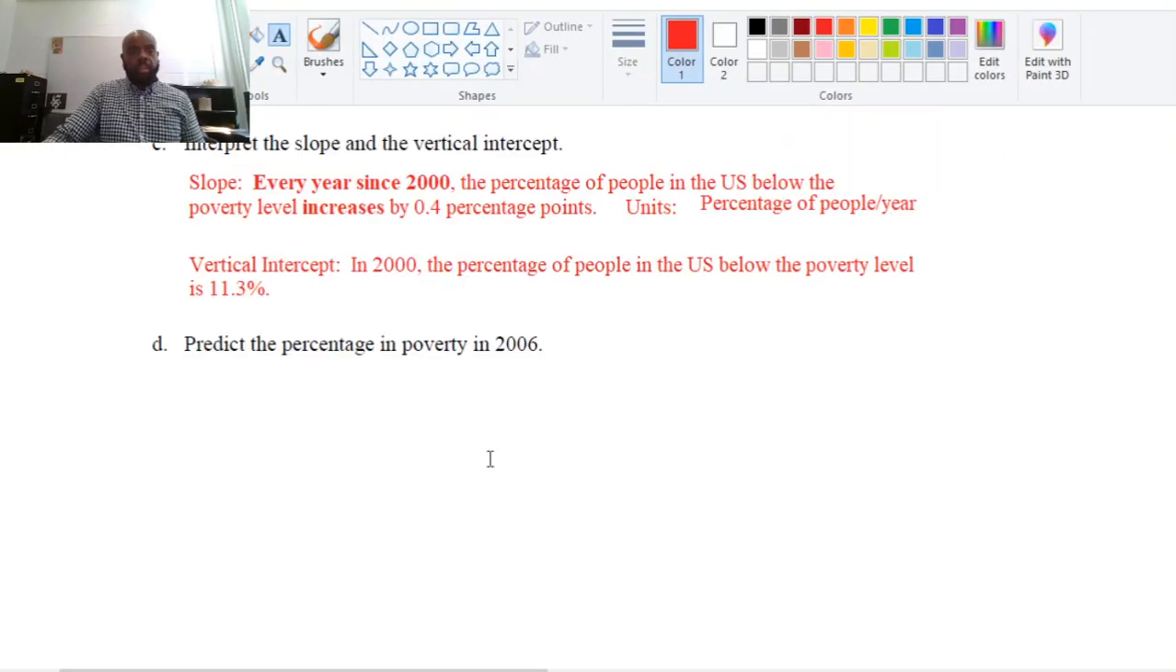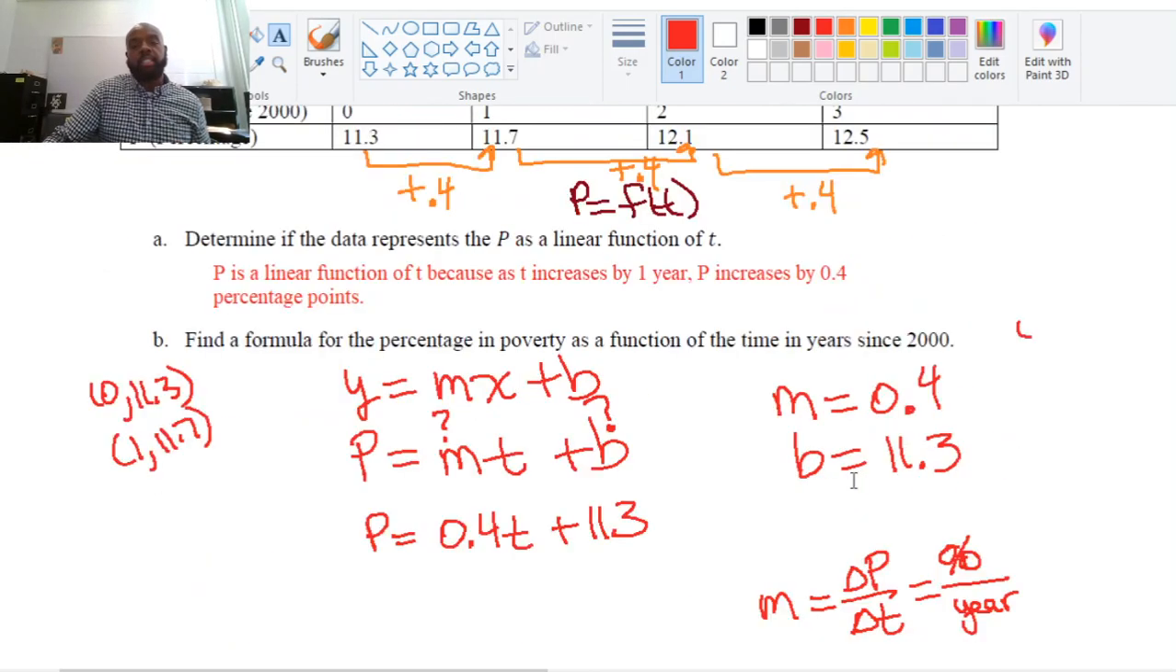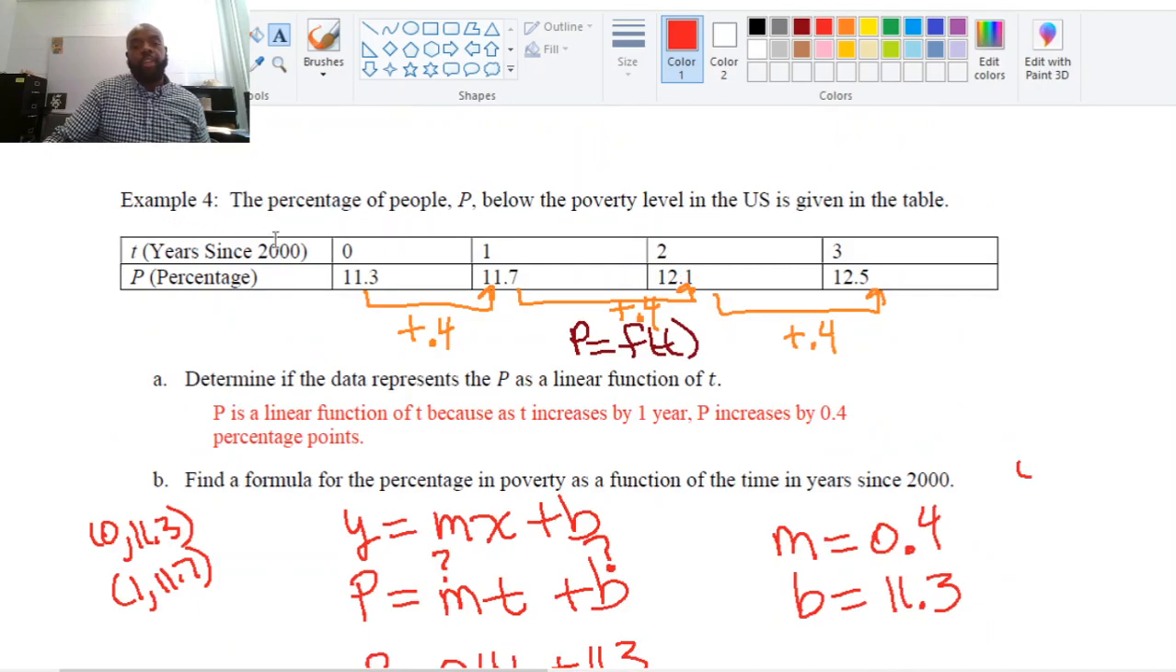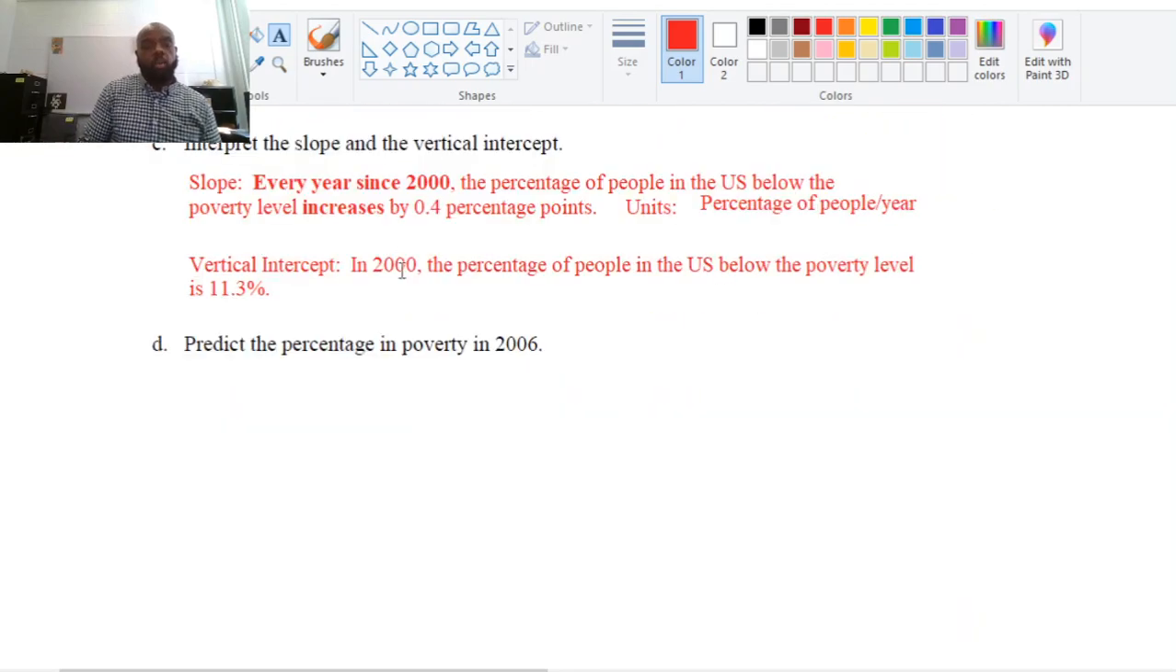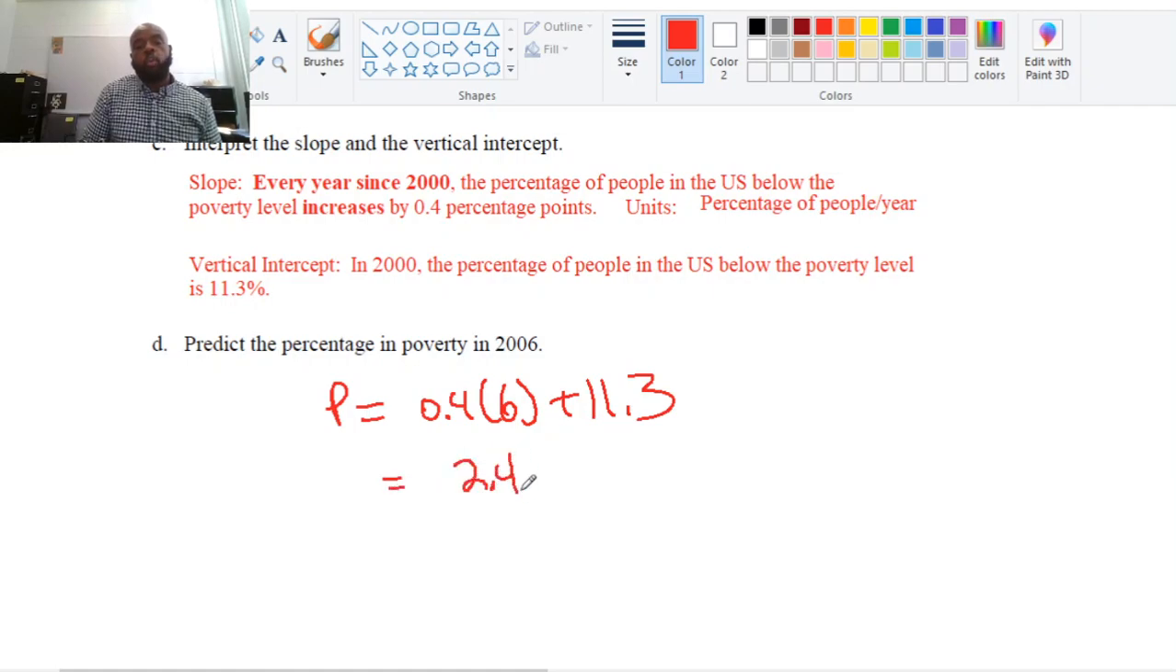All right. Last but not least, predict the percentage in poverty in 2006. Well, 2006 is 6 units from 2000, so I replace t with 6 in this function here, and I'll get p equals 0.4 times 6 plus 11.3. That's 2.4 plus 11.3, which is 13.7, and the units here for p represents a percent. So in 2006, we expected 13.7% of the people to live below the poverty level. And that's all for this video.